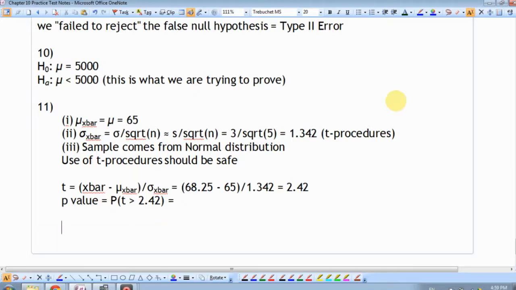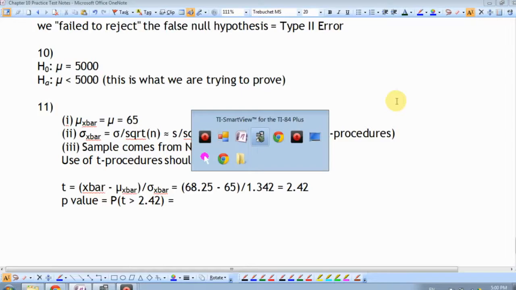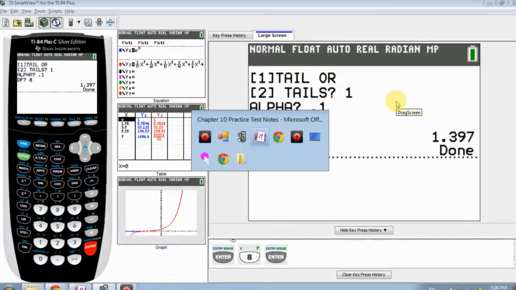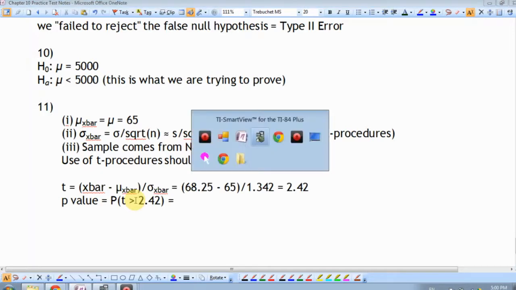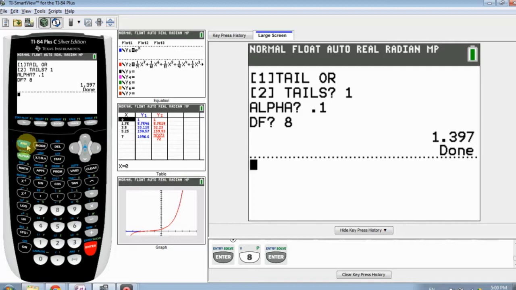Is it greater than because the alternative is mu is greater than? The alternative hypothesis is mu is greater than 65. So because the alternative hypothesis is greater than, we're going to use a greater than sign here. Okay, let's get to the calculator and use our TCDF.